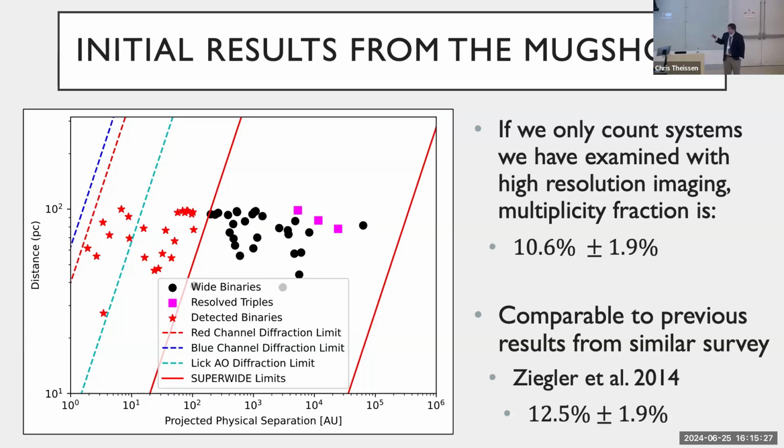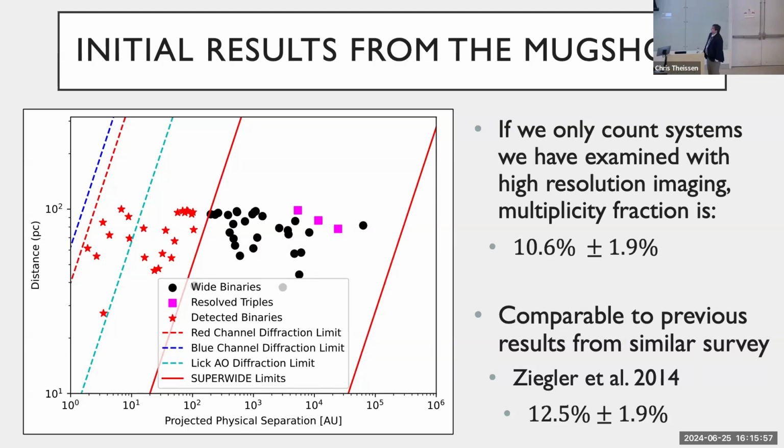If you take all of these stars and look at only the ones that have been examined with speckle imaging and calculate a multiplicity fraction from that, you get about 10.6% plus or minus 2. This is actually pretty comparable to a previous result from Ziegler et al. using RoboAO of 12.5%, but this now crucially includes a lot more M dwarfs than what was in that sample. And so this is kind of where we're at right now.